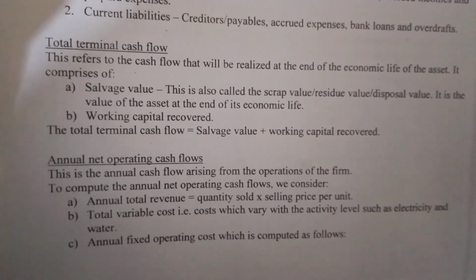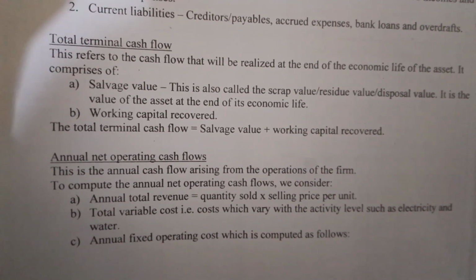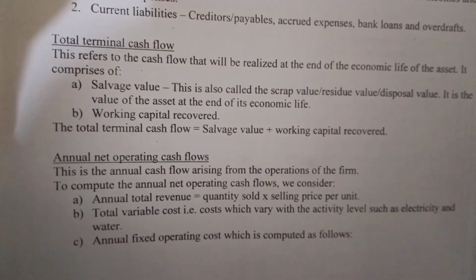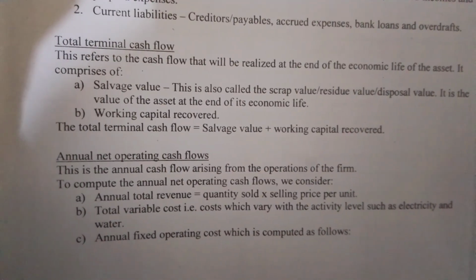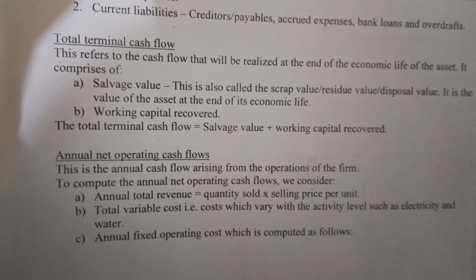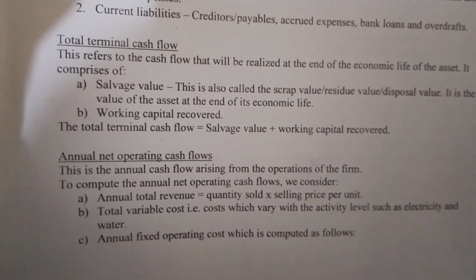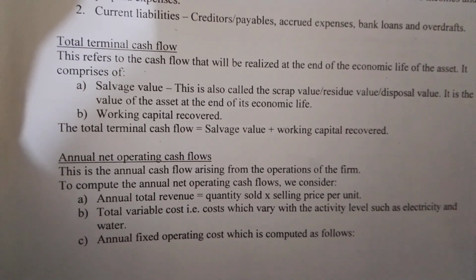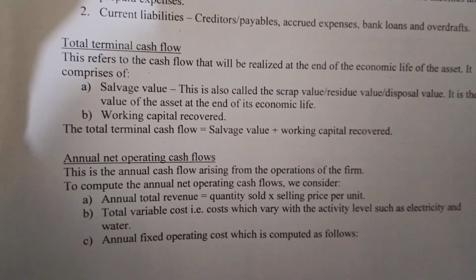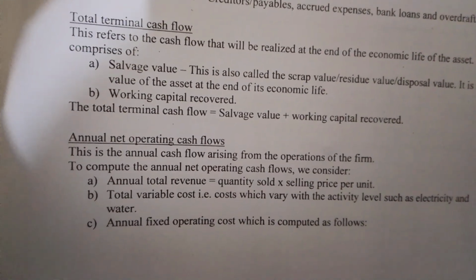The last is annual net operating cash flows. This is the annual cash flow arising from the operations of the firm. To compute the annual net operating cash flows, we consider annual total revenue, which is given by quantity sold times selling price per unit. We also consider total variable costs, i.e. costs which vary with the activity level, such as electricity and water. Then annual fixed operating costs, which is computed as follows.